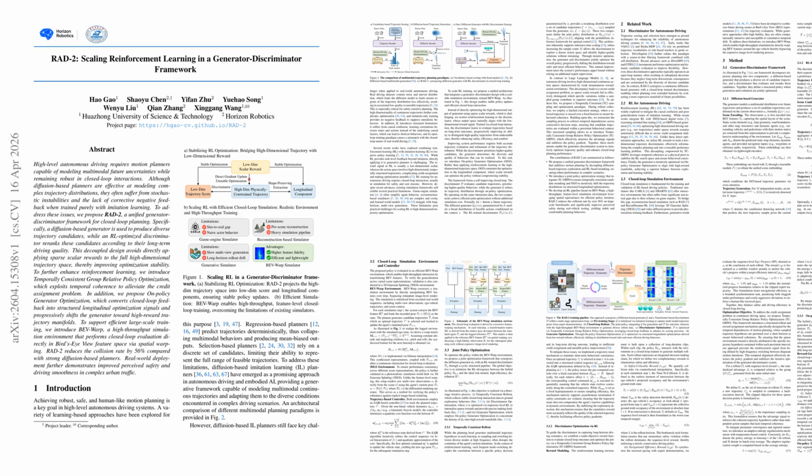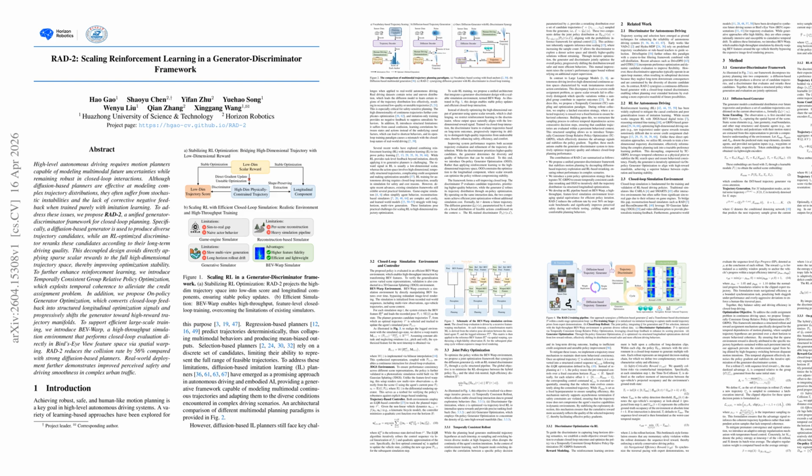Let's explore the third paper, RAD2: Scaling Reinforcement Learning in a Generator-Discriminator Framework. RAD2 reframes end-to-end autonomous driving as a generator-discriminator RL problem. A diffusion-based generator proposes multimodal future trajectories, while an RL-trained discriminator re-ranks them using long-horizon, closed-loop quality rather than sparse rewards on raw trajectory coordinates. This decoupling stabilizes optimization in a high-dimensional continuous action space, which is the paper's central novelty.